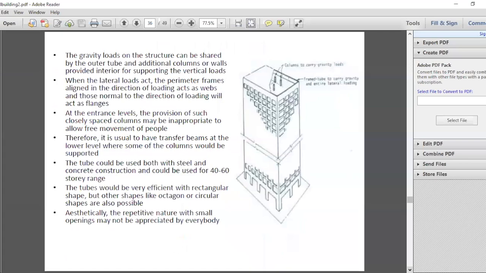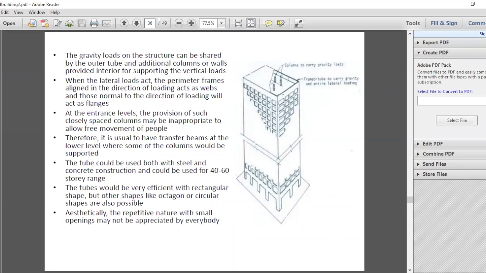And so you can see the gravity loads on the structure will be shared by the outer tube. And you can also have additional columns and walls in the interior. When the lateral load acts, the perimeter frame aligned in the direction of the loading acts like a web. So this is the frame aligned in the direction of the load, that is the web.